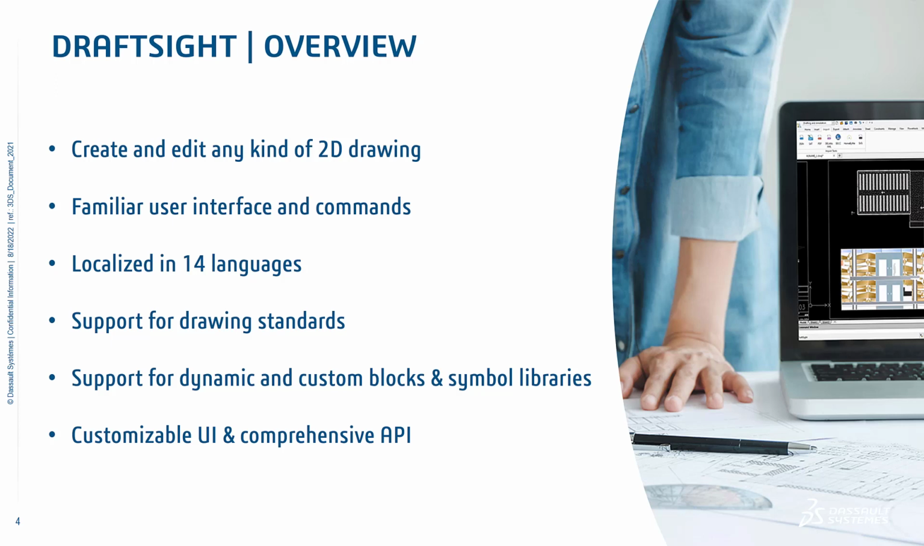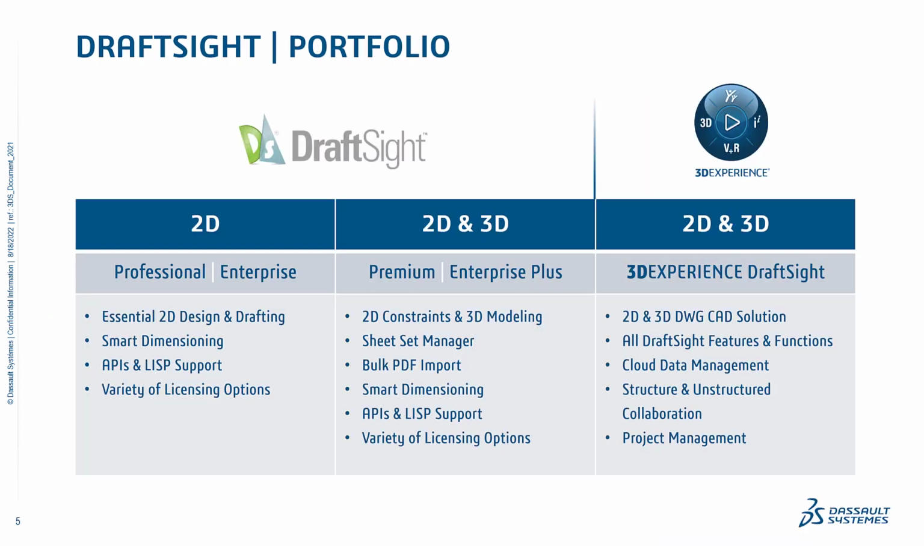Using existing design data is important, and we have full support for dynamic blocks, symbol libraries, and DraftSight native custom blocks. No matter what version of DraftSight you use, it also comes with a highly customizable user interface and comprehensive API so you can create your own customizations.